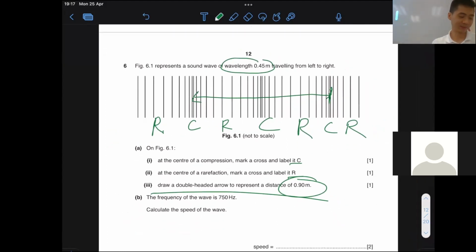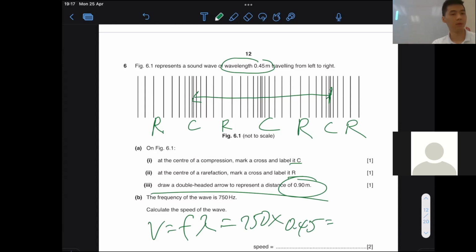Okay, so from here, what's the formula? I think I mentioned this last week already. Again, what's the formula for wave? V equals to f lambda. Good. Frequency times wavelength, right? Press this into the calculator, easy: 750 times your wavelength 0.45. Press it in the calculator, I don't know what the answer is though. 337.5. So it's 338.